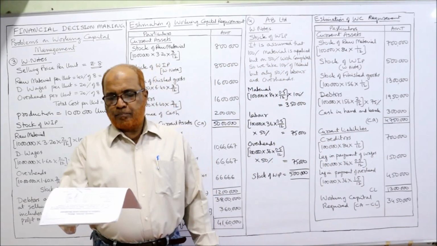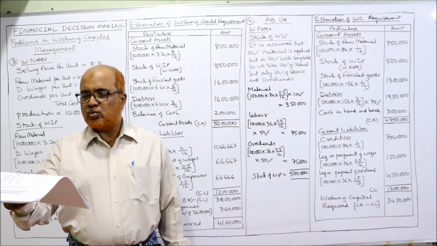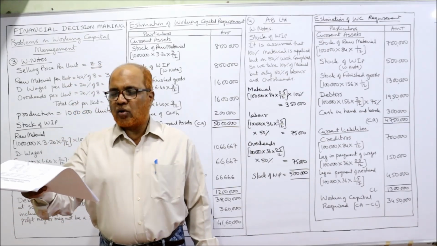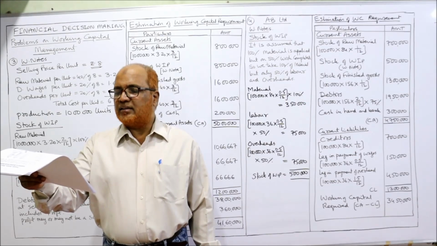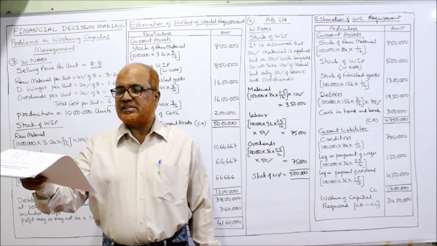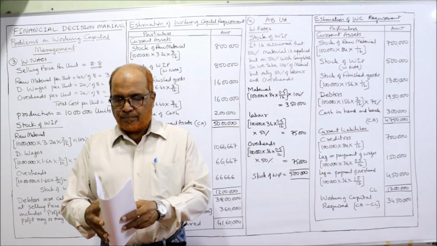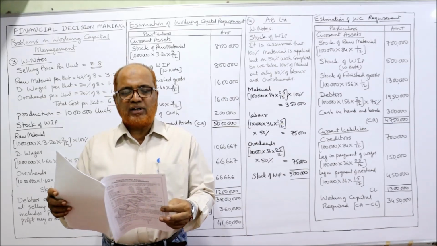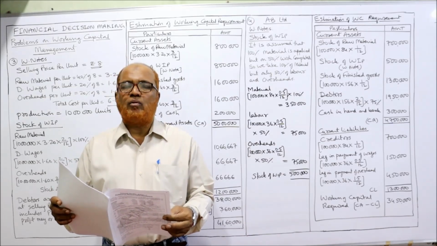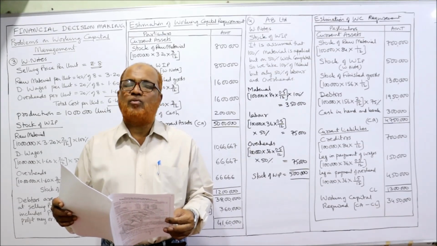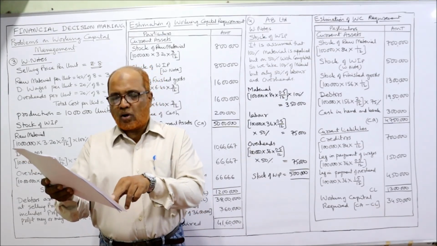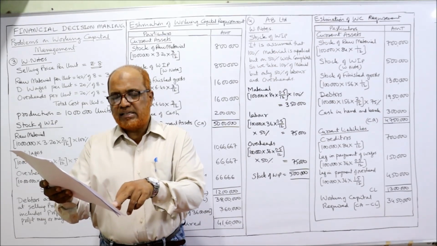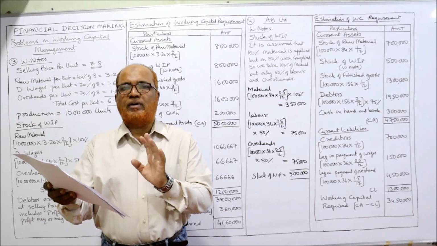AB Limited provides the following particulars relating to its working per unit. Raw material cost per unit 84, direct labor 36, overhead 36, total cost 156. Then profit 44, selling price 200. We don't require profit or selling price for calculating working capital. We need only the cost. Raw material cost 84, direct labor 36, overhead 36, total cost 156.